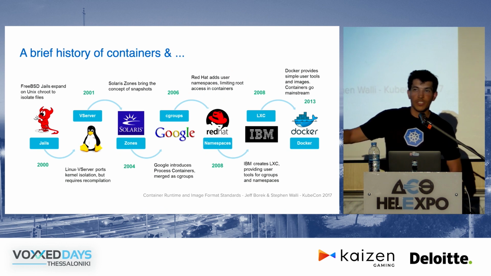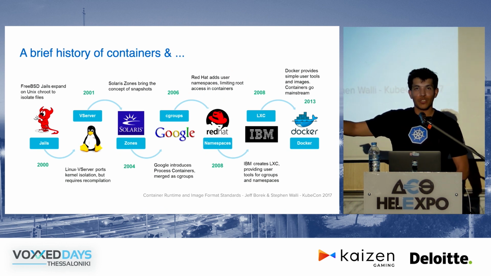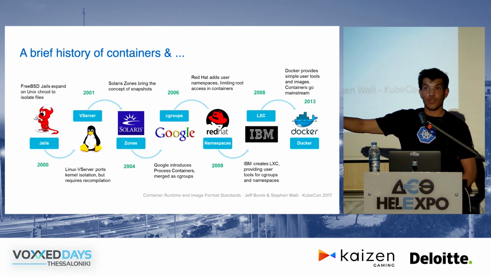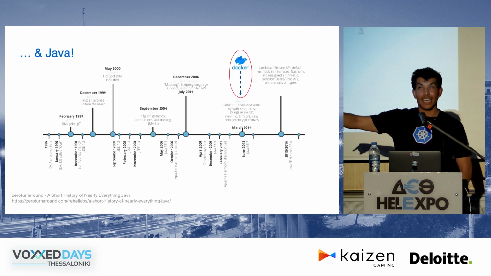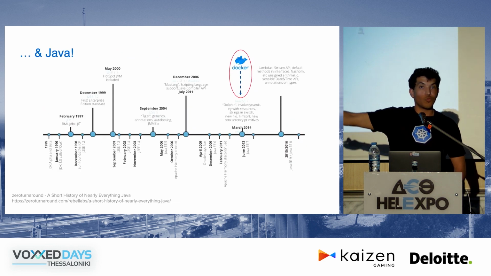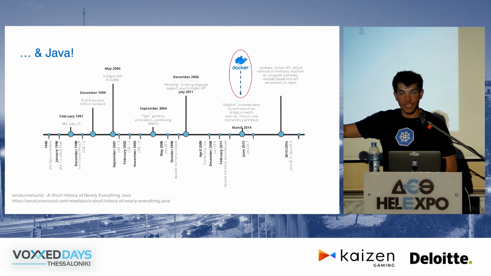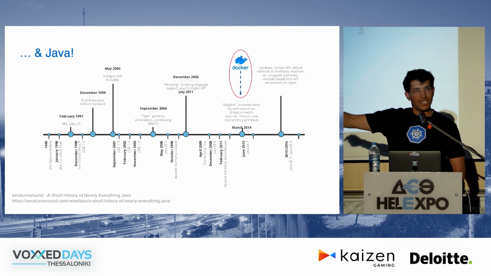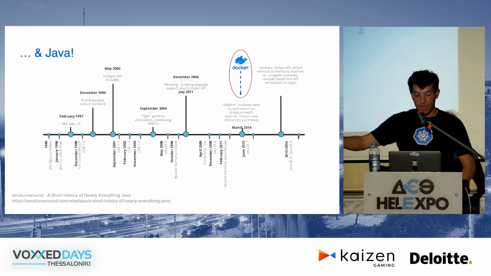There are a lot of reasons why, and the first one comes from history. Docker appeared in 2013, Java 7 was already out in 2011, and the work on Java 8 had already started. So Java was not container aware and didn't care about Docker and containers back in the day.